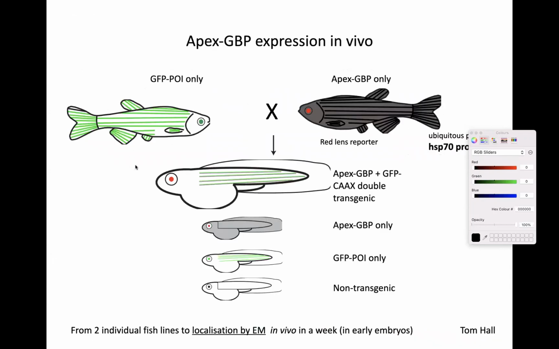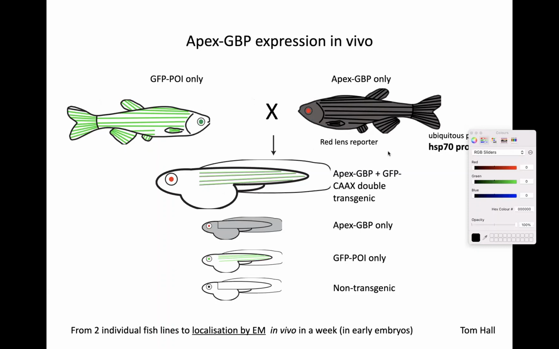So this is the experiment. We have our existing zebrafish, which have got the GFP tagged protein of interest. We cross those with our line, which have got the red lens reporter, this crystallin reporter, and they have the Apex nanobody expressed as well. And then in a few days after they've bred, we have the eggs, we have the embryos, and the fish that have the GFP and the red eye are those that we're interested in, because they're expressing both the GFP tagged protein of interest and the nanobody attached to Apex.